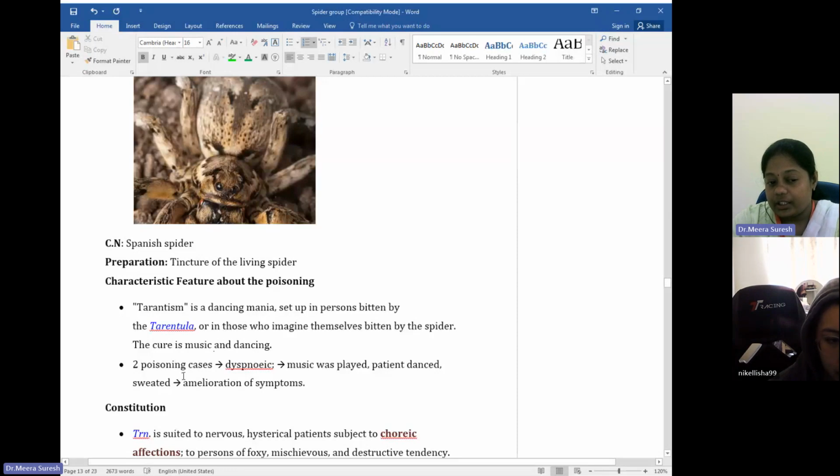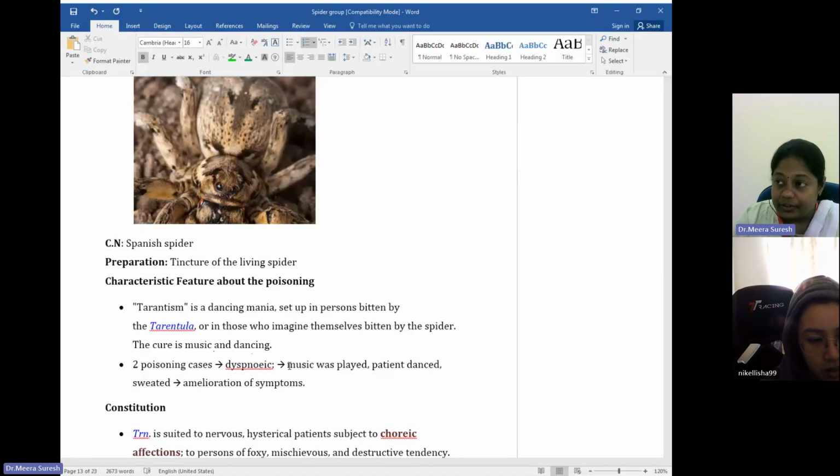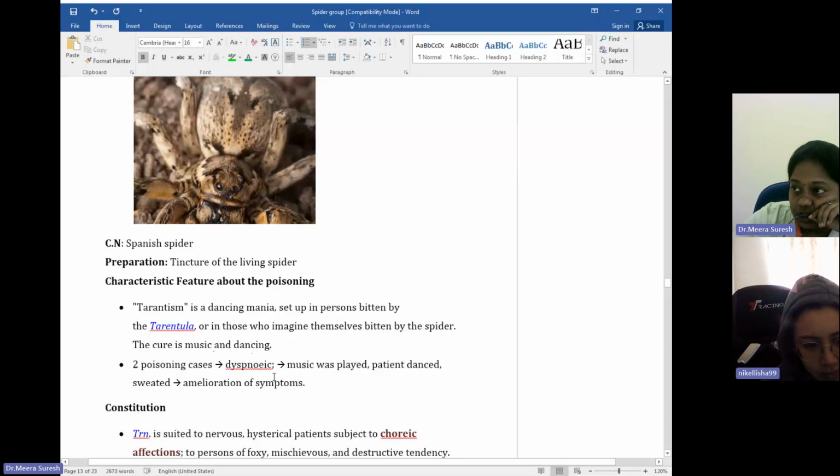So Clarke has mentioned two poisoning cases. One is the farmer I told you, and another is a young boy who got bitten. They were becoming dyspneic because of this spasmodic condition, spasms of the chest muscles or the respiratory muscles. They were having that dyspnea, and to ameliorate that, music was played, and hearing music, they got excited and started dancing. And after violent dancing for hours, the patient gets wet and there was amelioration of all symptoms, or the poison leaves the body by that sweating. That's how they say that.